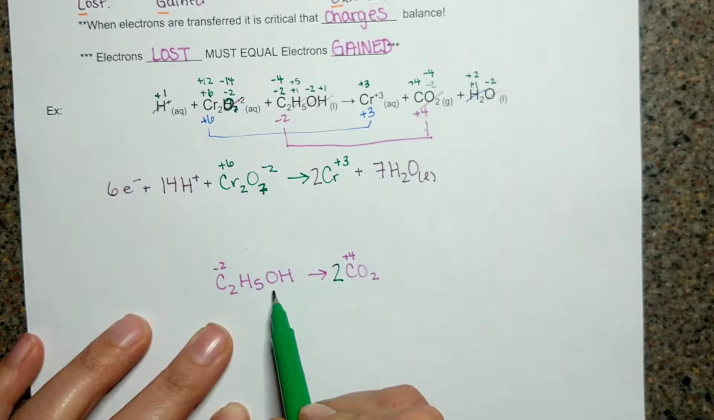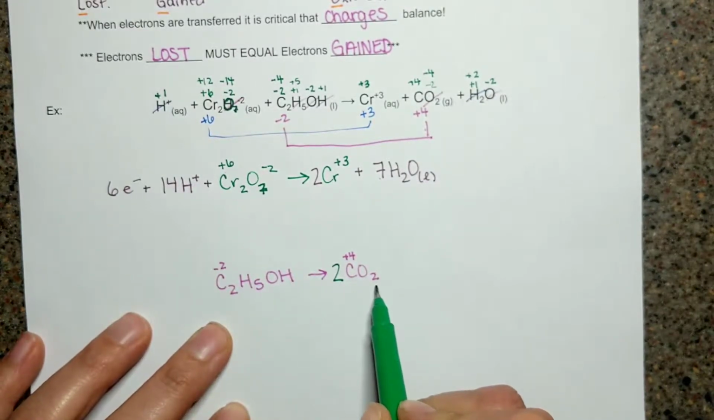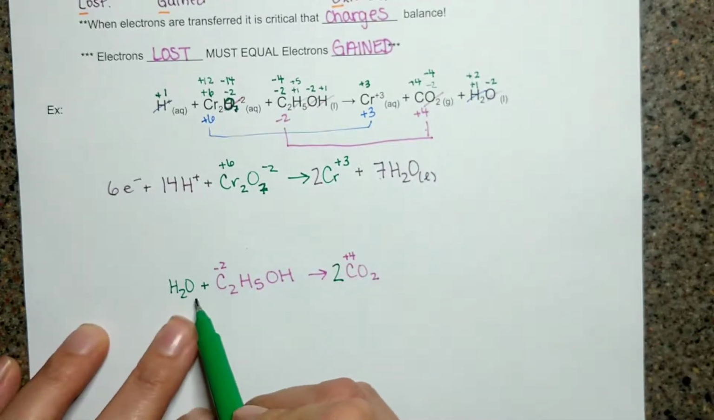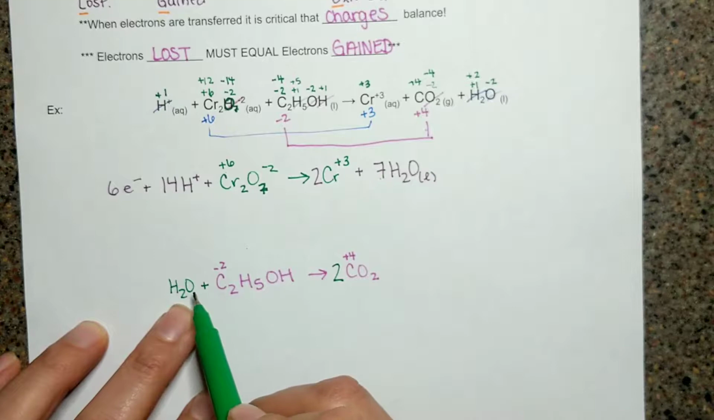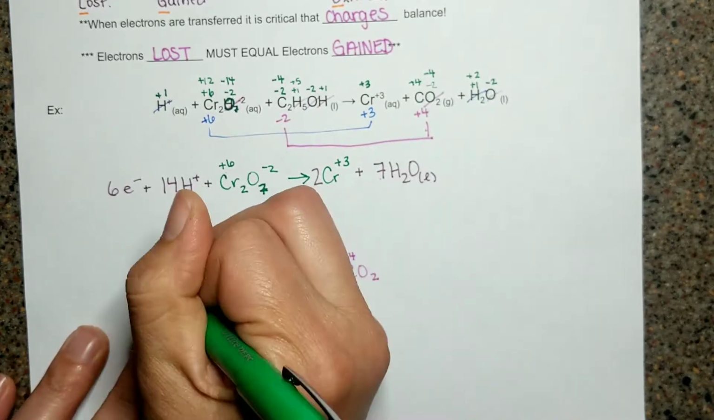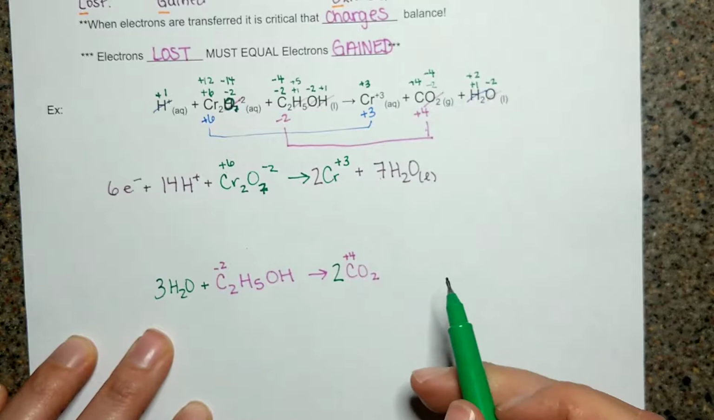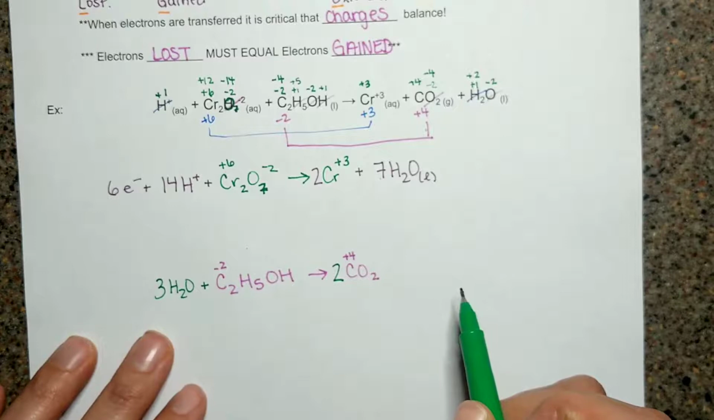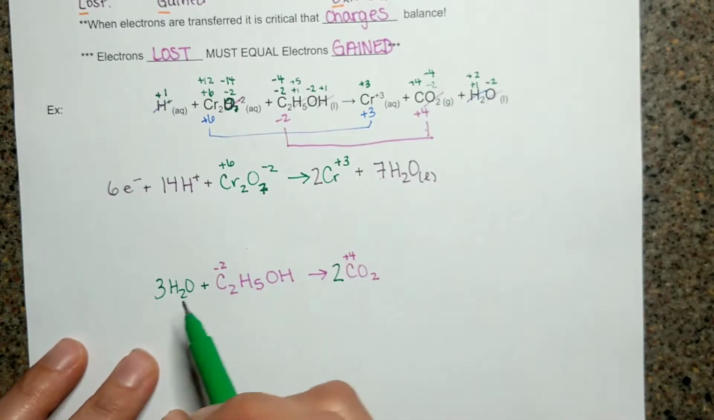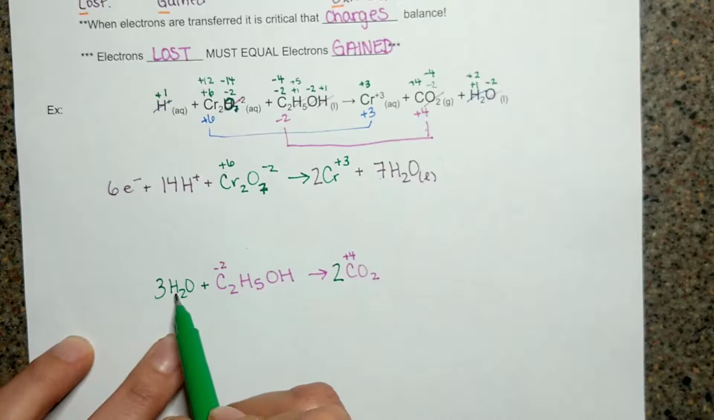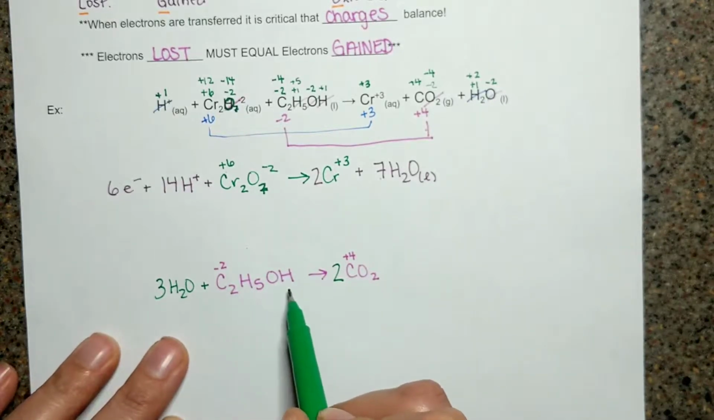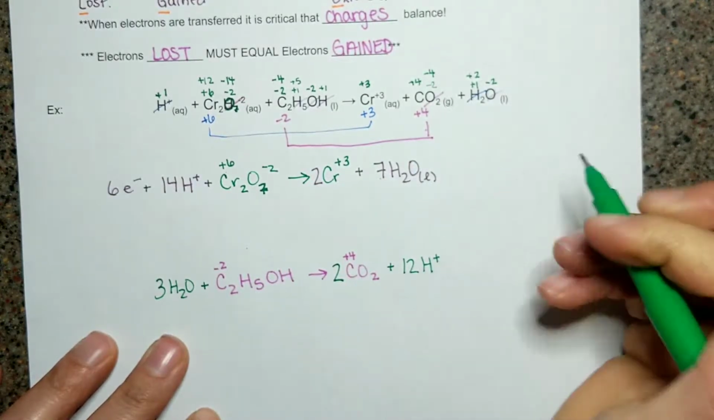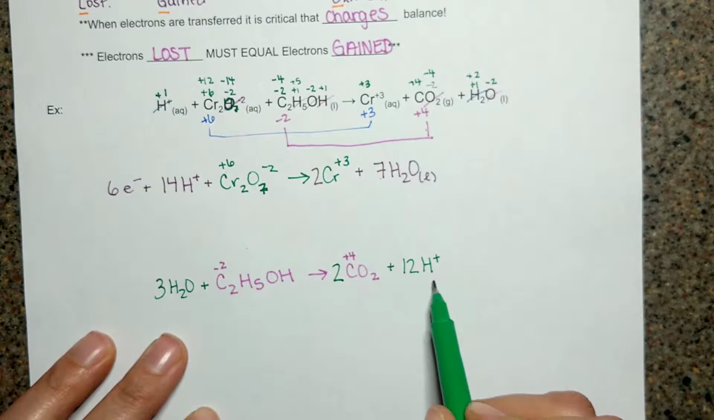I have 1 oxygen here. 2 times 2 gives me 4 oxygens. So I'm going to add water to my left side. And to balance that, I need to have 3 oxygens coming from my water, so I have 3 plus 1 to be 4. Next, I'm going to balance my hydrogens. To balance my hydrogens, I'm going to add hydrogen ions, so H+, to the side that needs some. So I have 3 times 2 gives me 6 hydrogens here, plus 5 is 11, plus 1 is 12. So I'm going to add 12 hydrogen ions to my right side.